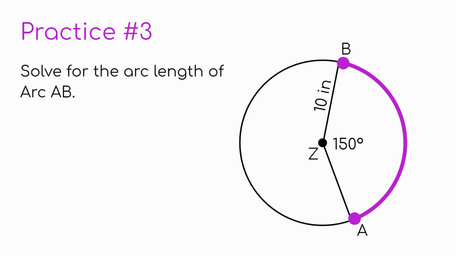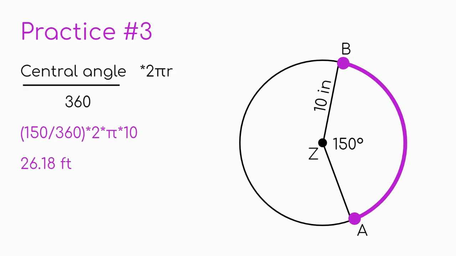I think I've got one more for you. Now we've got a central angle of 150 degrees, so solve for the arc length of arc AB. Central angle divided by 360 times 2 times pi times r. So we got 150 divided by 360 times 2 times pi times 10. You get 26.18, and that's arc length. You need your formula, so make sure you have that written down somewhere so you can use it for your exit ticket. As a little refresher, if I wanted the arc measure of arc AB, that would be 150 degrees. So measure is always in degrees.